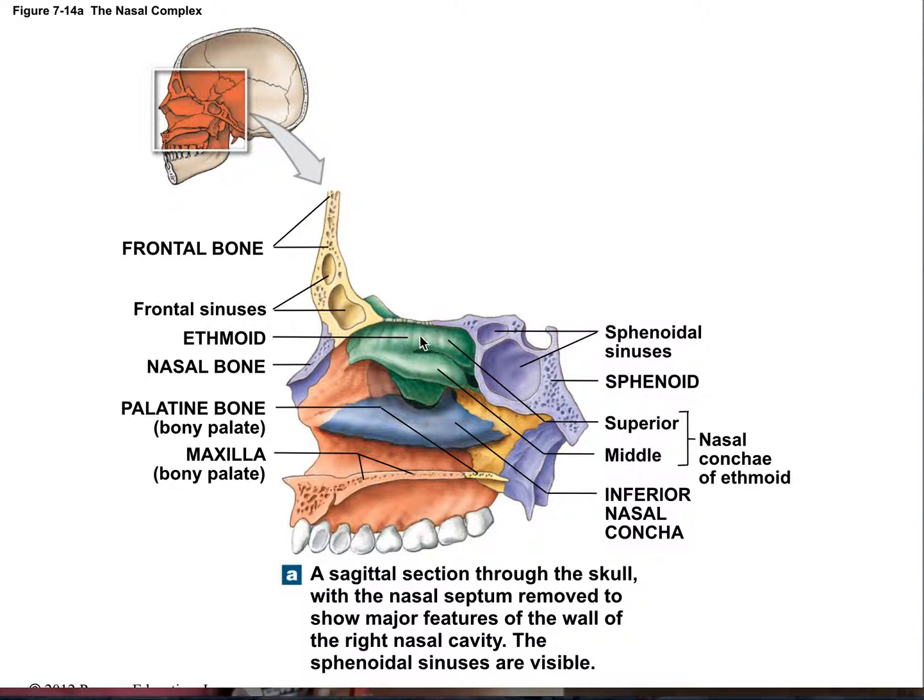So what do we have? We have superior and middle. What are they off of? Ethmoid bone. What about inferior? Well, it's a bone by itself. So superior, middle, inferior nasal concha help to circulate and rotate the air inside for humidification.